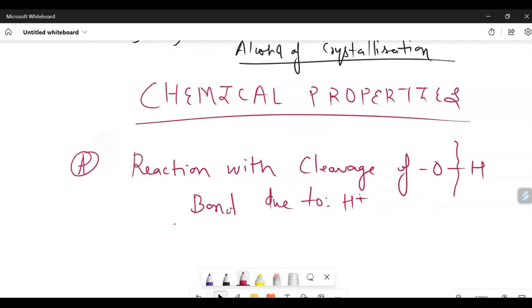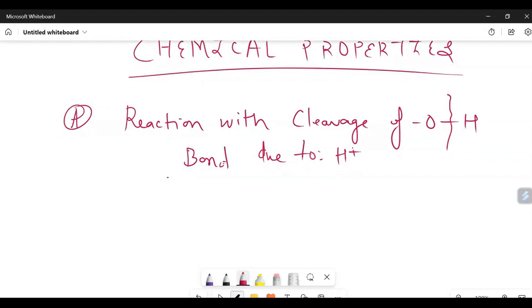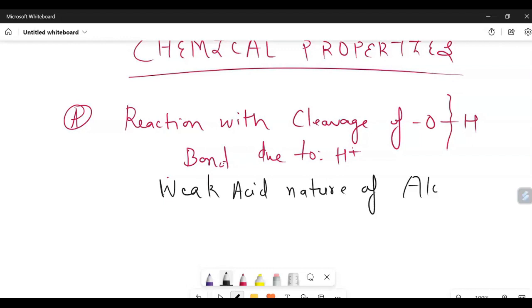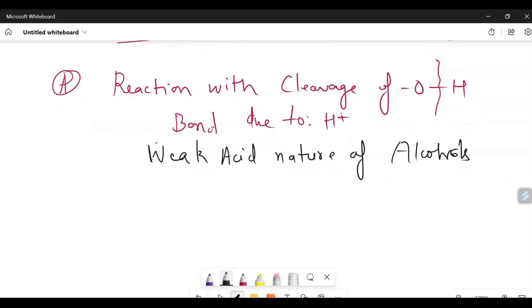So in this reaction, the acidic nature of alcohol shows alcohols are very weak acids in nature and almost neutral. So it shows the very weak acid nature, alcohol in which H plus is released, and they are almost considered as neutral.